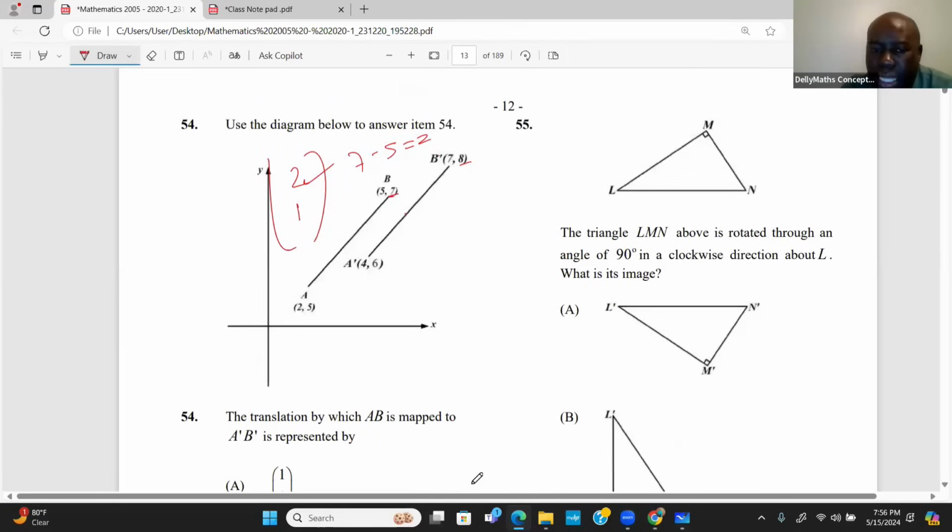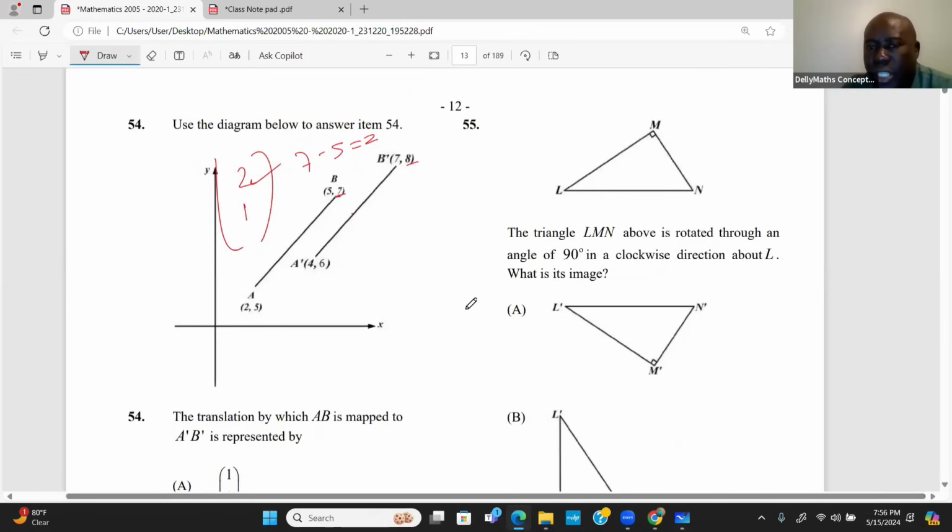All right, so we did these very recently. Rotation clockwise. The center is L. So they said the center is going to be right here. So that means I'm looking for it to come this way. And L is supposed to be right here.